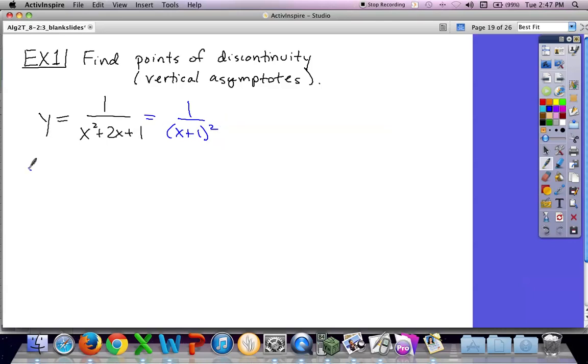So in factored form, now, what are the zeros of the denominator? -1, right? So if I set this equal to 0, x equals -1. So x equals -1 is a vertical asymptote on the graph, right? It's the zeros of the denominator.